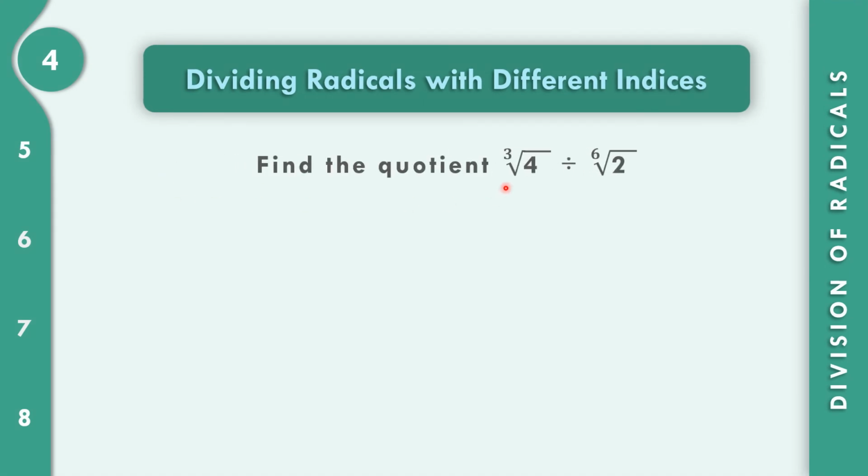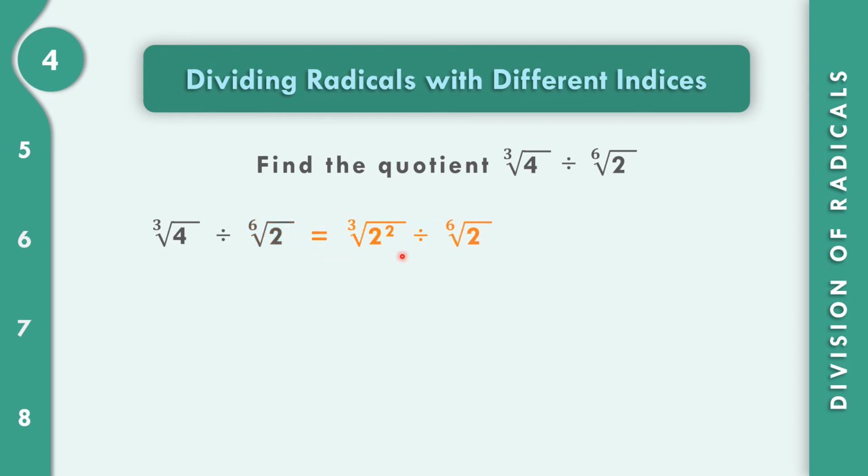So let us apply the cube root of 4 divided by the 6th root of 2. Let us find the quotient. First, we need to copy. Our goal, the radicand should be the same. So that becomes the cube root of 2 squared, because 2 times 2 is equal to 4. Copy the 6th root of 2.